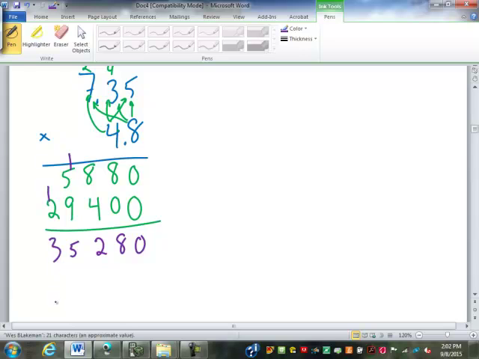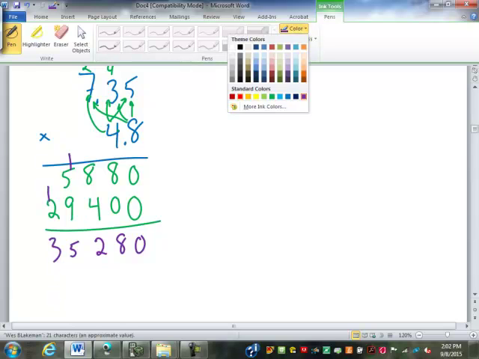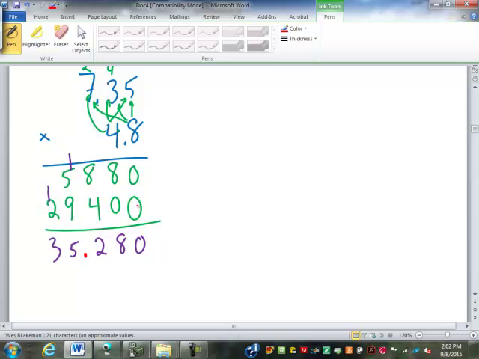Where's my decimal point going to go? 3, 5, 2. Between the 5 and 2. And somebody said 3 from the left. 1, 2, 3. Why? Exactly. And then we've been taught to count in the problem. 1, 2, 3 decimal places in the problem. 1, 2, 3 decimal places in our answer.